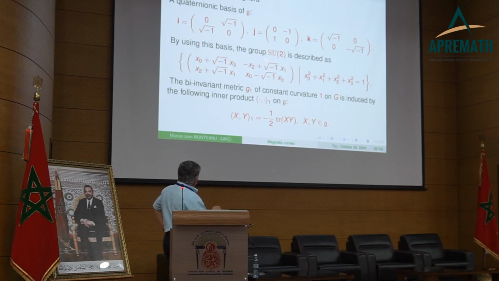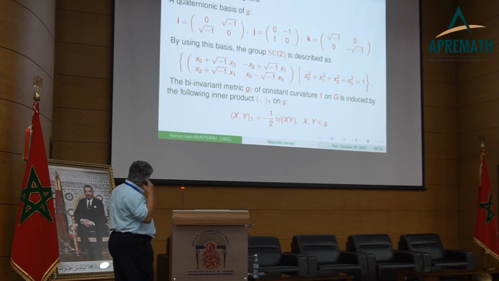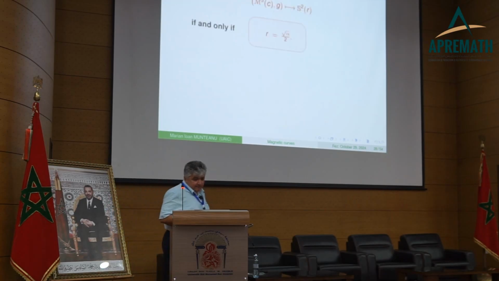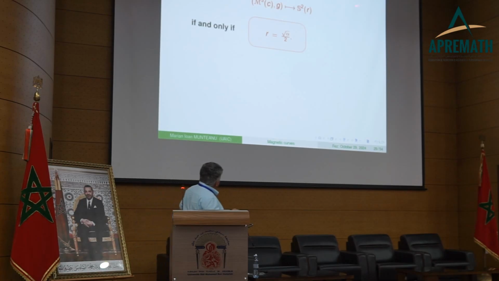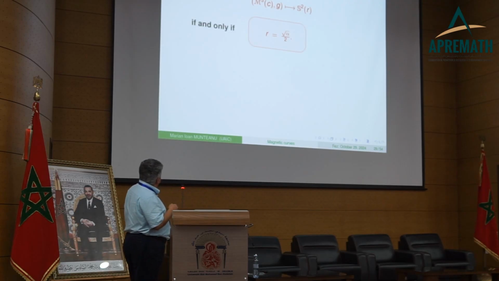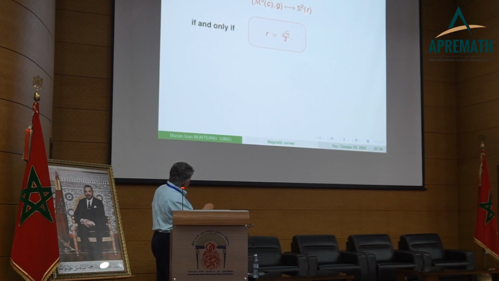Using this base, the group SU2 is described by this, and we consider the invariant metric G1 of constant curvature 1 induced from this inner product on the vector space G, and we know that we have this. We consider first the two-sphere of radius small r in SU2, with the previous metric, and pi becomes a Riemannian submersion if and only if the radius is precisely square root of alpha over 2.